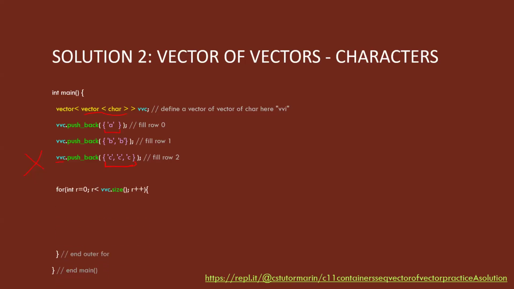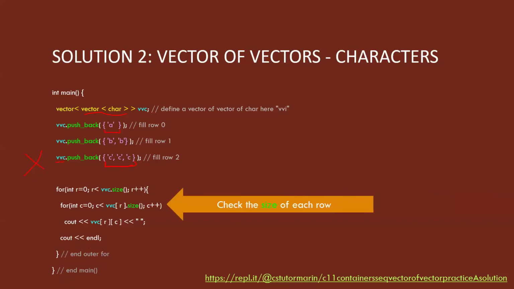Okay? The next part, when we print these out, we're going to need our double loop, rows and columns, right? Always rows on the outside of our for loop. Well, not always, but standard, right? So when we're printing, if we want to stick with the row column paradigm, we'll go R's on the outside, C's on the inside. But notice what we're doing here is we're checking the size of row R, okay? So the outer loop is the number of rows in VVC, and the inner loop is how wide is row R for this value of R, 0, 1, 2, 3, 4, okay?